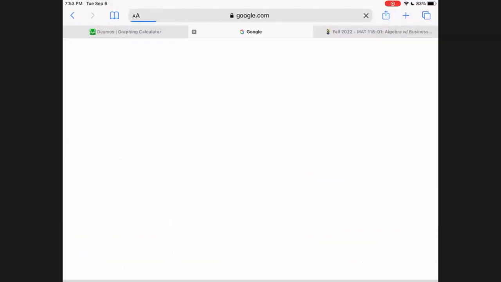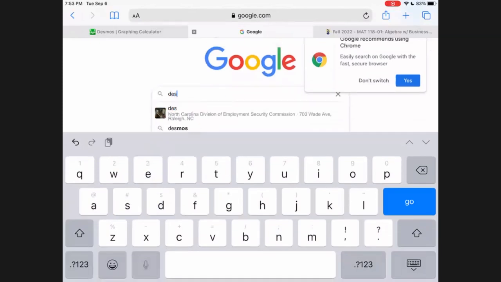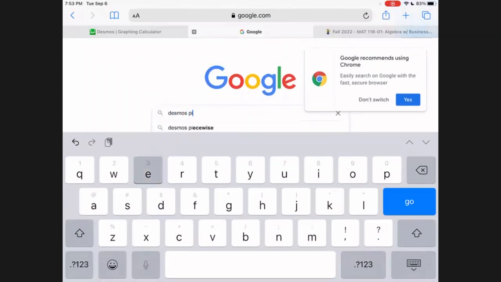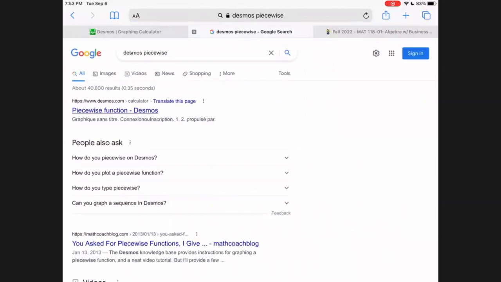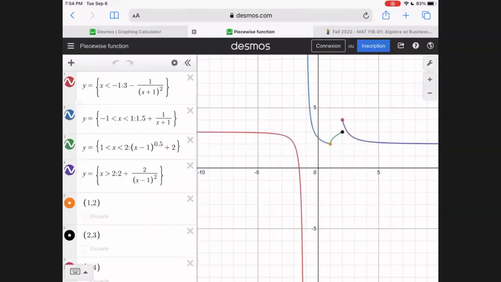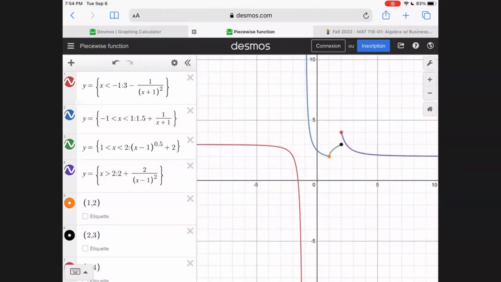Google is your friend. For a lot of things you're doing, like for instance, we don't really do piecewise that much. So, piecewise functions in Desmos. All right, so you'll notice in Desmos, this is an example of a piecewise function. It's a little complicated to do, but I'll show you what you can do for this.